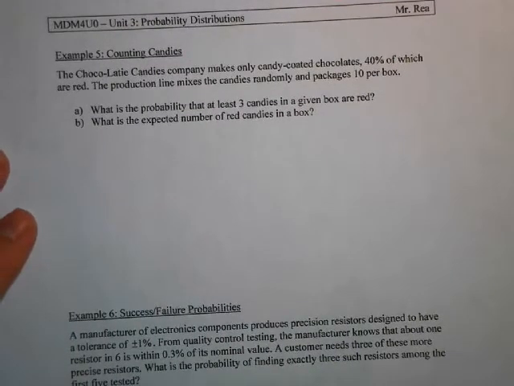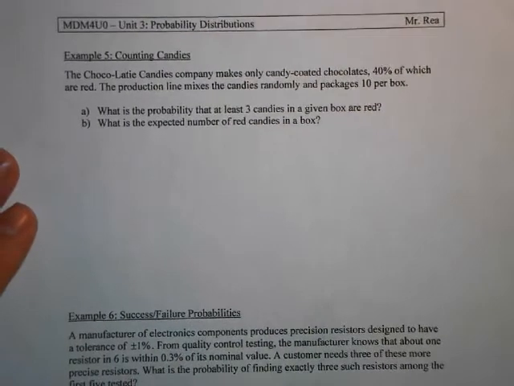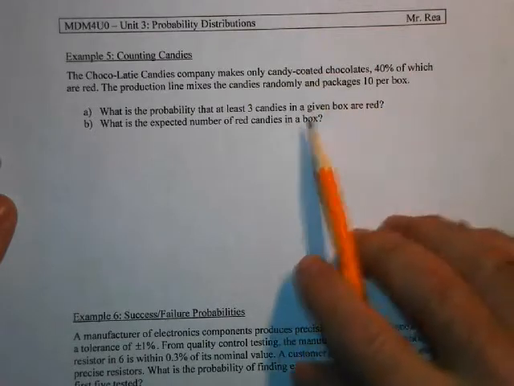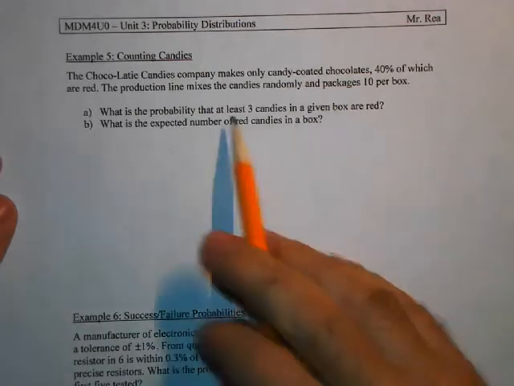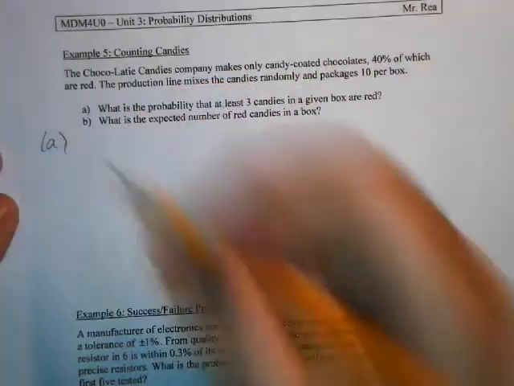This time we're looking at candies. Chocolati Candies Company makes only candy-coated chocolates. 40% are red. The production line mixes the candies randomly and packages 10 per box. Okay, what's the probability that at least 3 candies in a given box are red? So the box has 10. Now they've told us that 40% of the candies are red. They didn't say any other candies, but we don't really need to know. All we need to know is that 40% are red, 60% are not red, because the question is only asking about red.